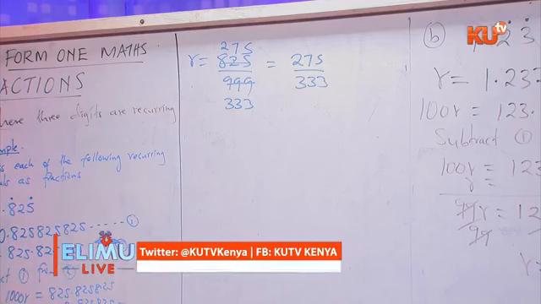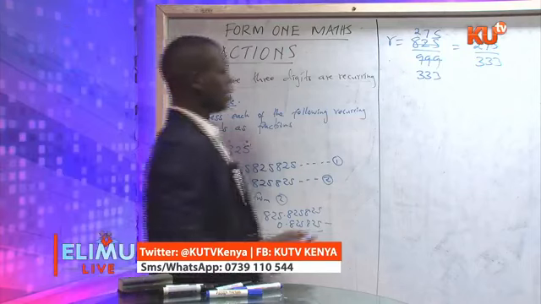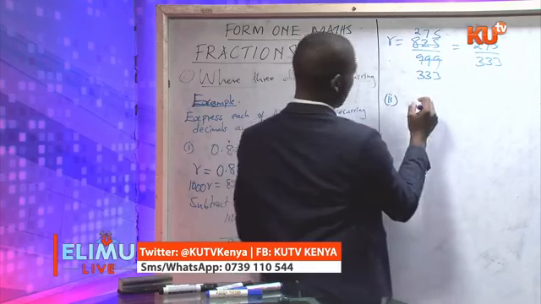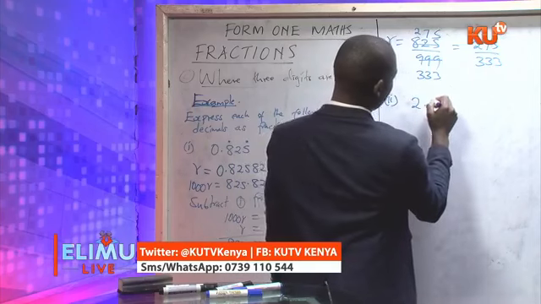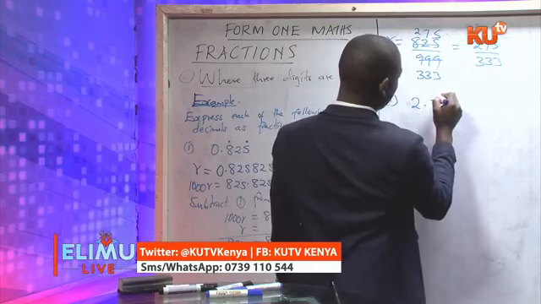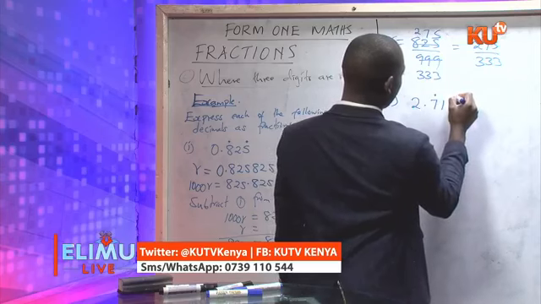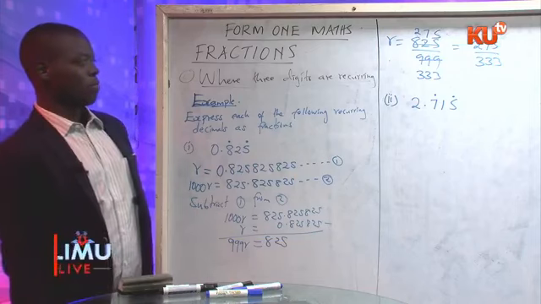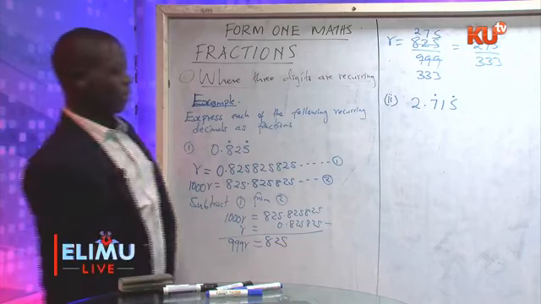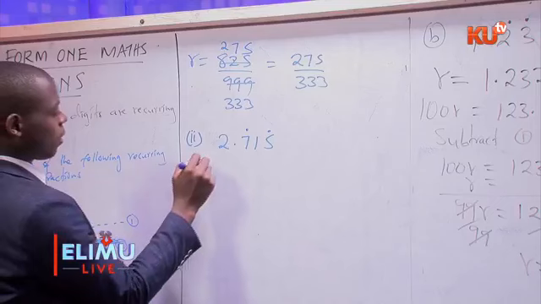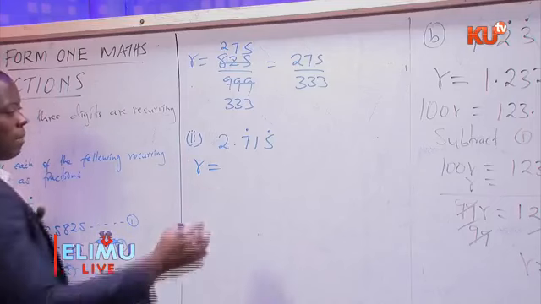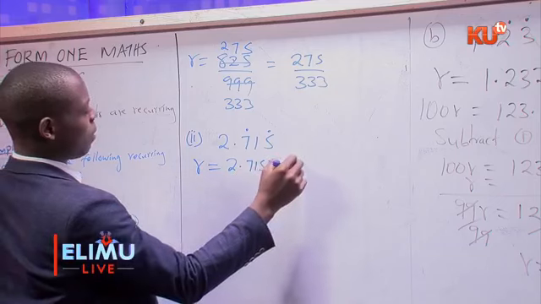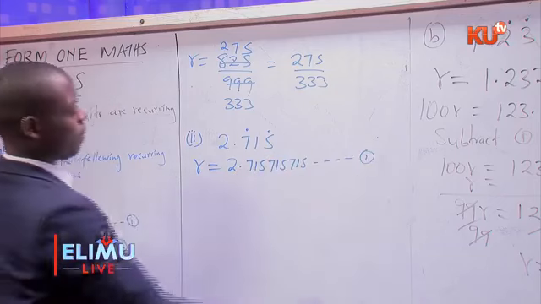That is how we get the 3 digits recurring. And maybe lastly, we can now try this one, where we have 2.715, and the dot is on 7 and on 5. Same procedure. What is our recurring decimal? It becomes 2.715715715. The first equation.